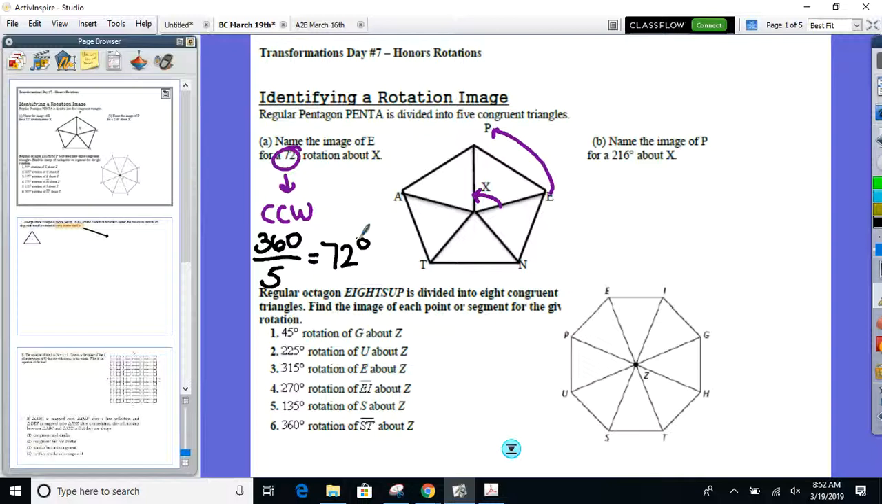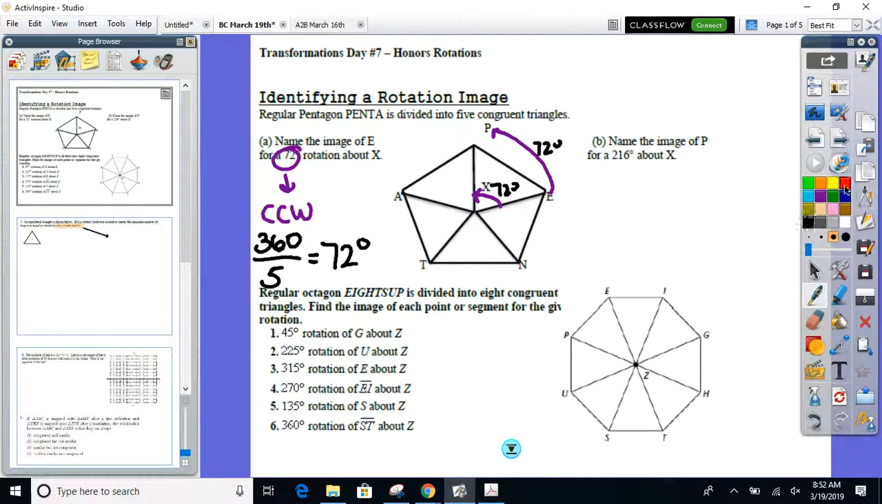So I'm at point E here. And we already know I'm going 72 degrees every time. So what vertex do I end up at if I go one turn counterclockwise? E moves to? E will move to P. Take a look, you just found this is 72 degrees. So I am going to end up at vertex P.